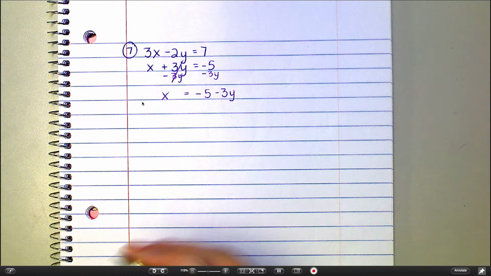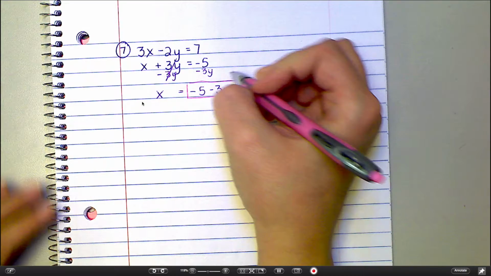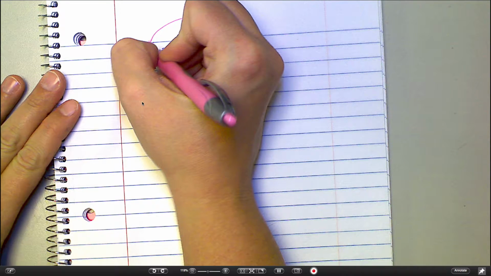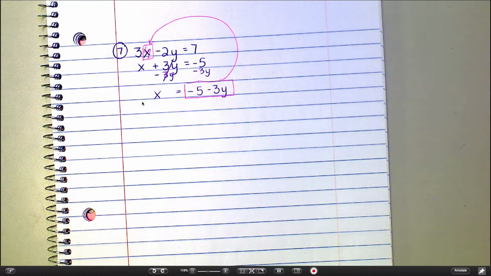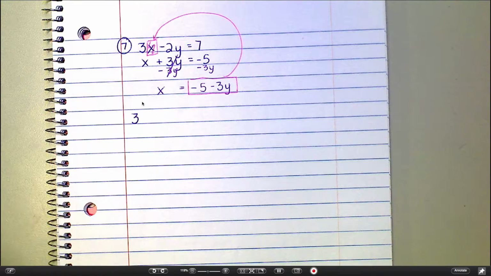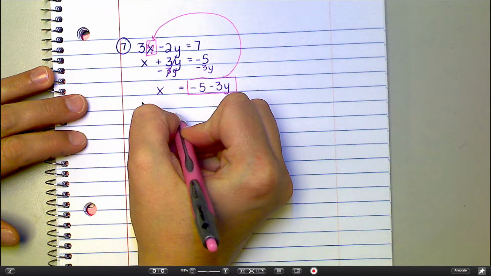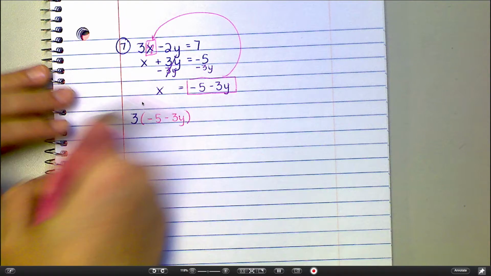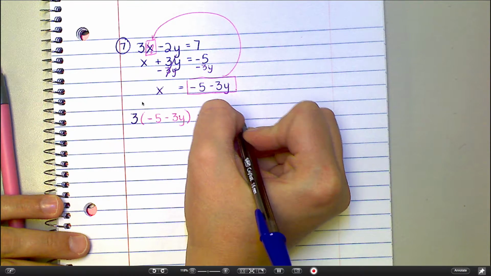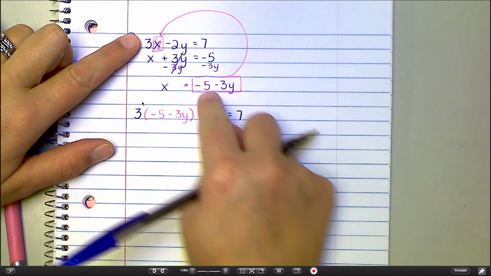And then I'm going to take what x is equal to and put it up here in place of x. Okay, so I'm putting it right where that pink box is. That's going to look like this. 3 parentheses negative 5 minus 3y, minus 2y equals 7. So that's just a rewrite of that top equation with this box in place of the x.